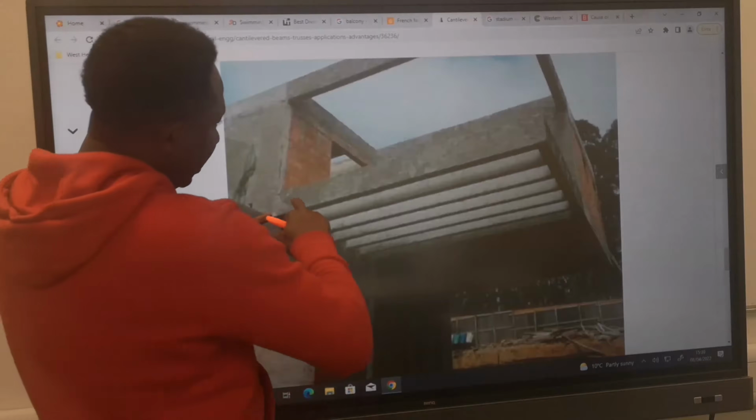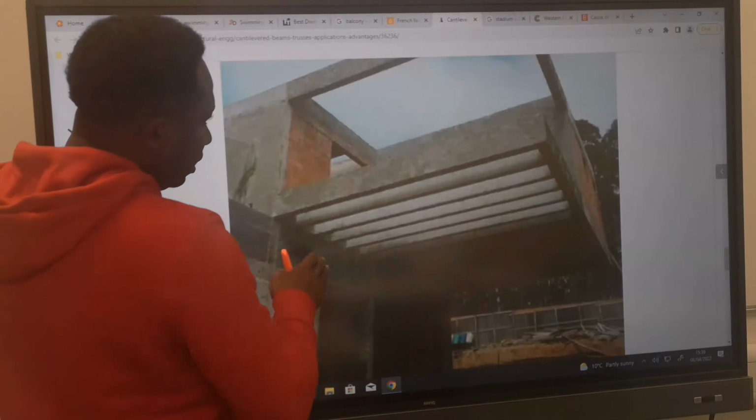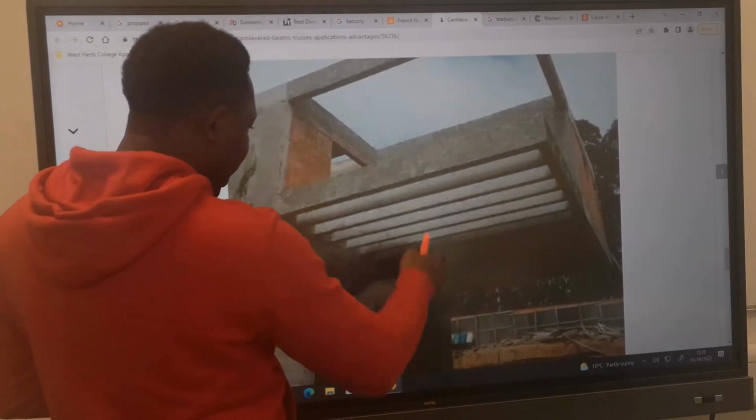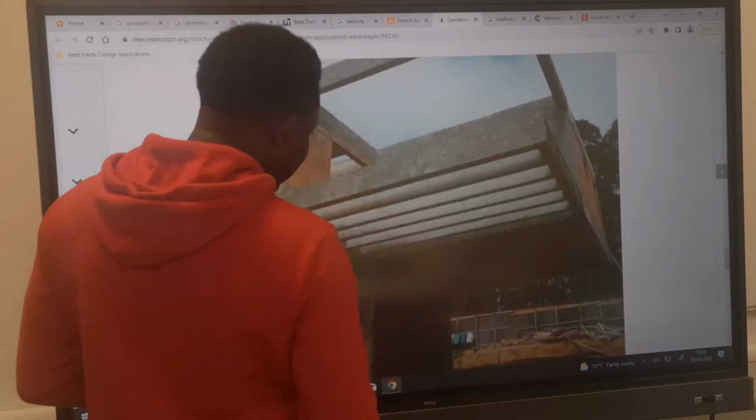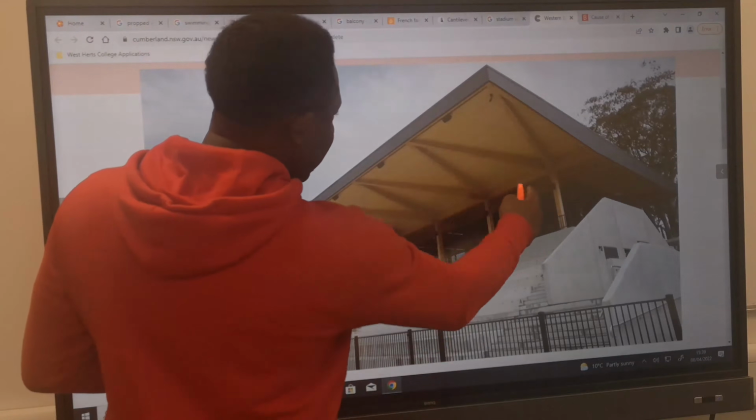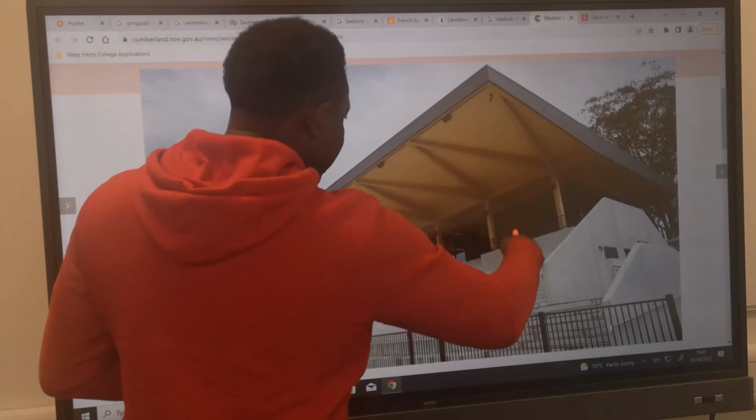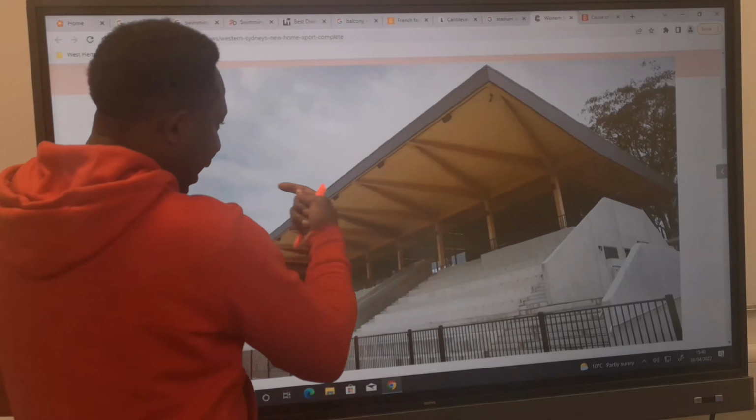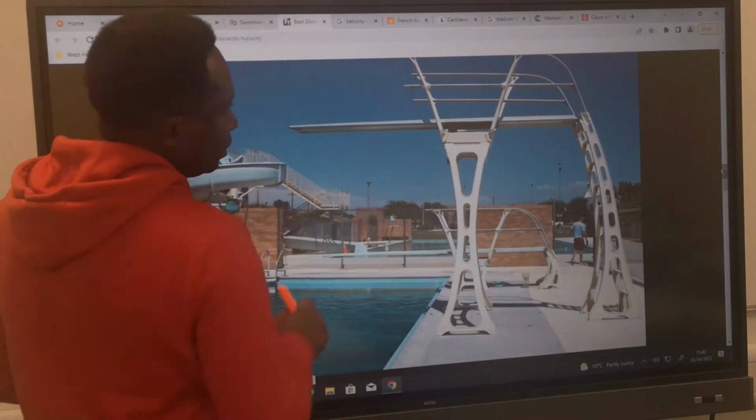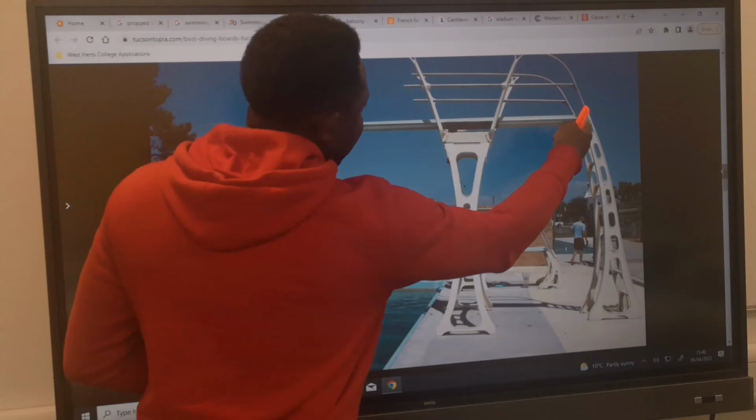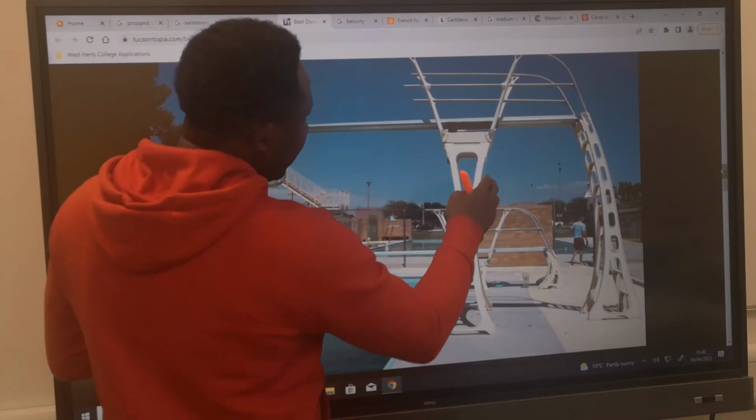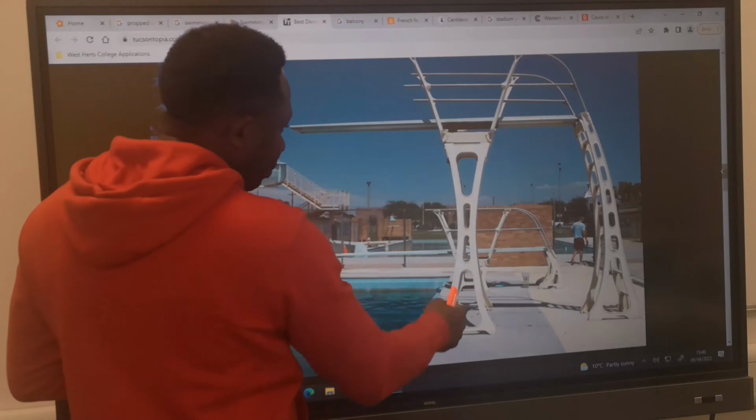Also, consider this beam element. These beams, none is supported along this length. However, here you can see that this beam is supported before the end of the cantilever. This diving board is supposed to be a cantilever from here. However, it is supported here. Hence, this beam is propped.